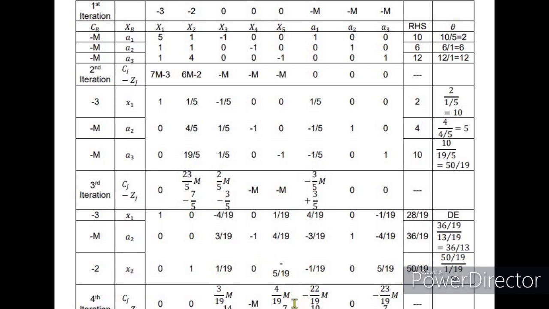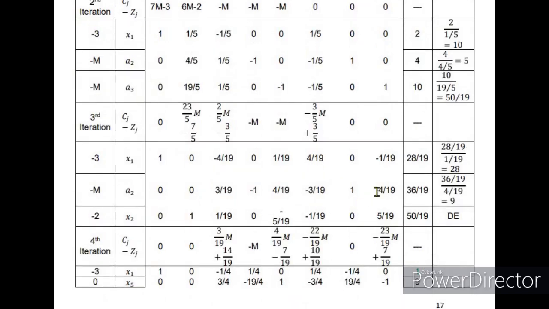Now, we will solve for the theta. To solve the theta, 28 over 19 divided by 1 over 19 is 28. Next, 36 over 19 divided by 4 over 19 is 9. And this one, we do not evaluate because our denominator is negative 5 over 19. Okay, so we will choose the theta 9 because it is lower than 28. So meaning row a sub 2 will be replaced by column x sub 5.